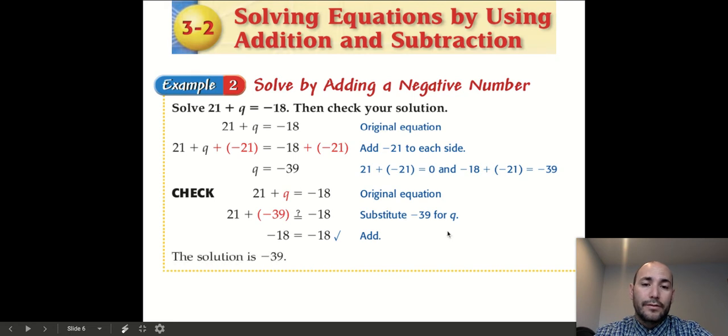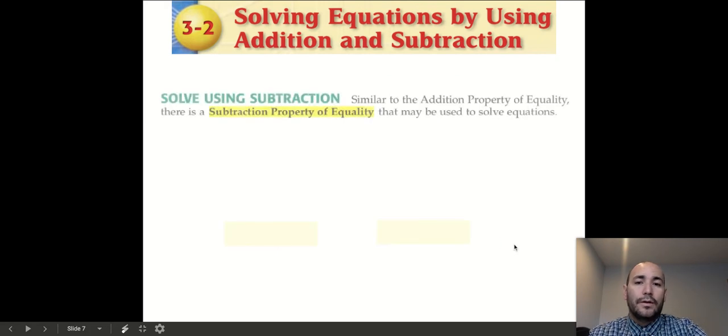So that's our answer. Now, one thing you might say is, well, here I added negative 21. Couldn't I have just subtracted 21 instead? And the answer is yes, which kind of brings us up to our next idea. If there's an addition property of equality, is there a subtraction property of equality? And the answer is yes. So that's what we're going to talk about next.